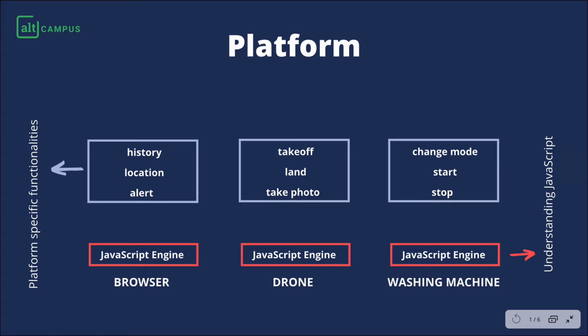Environments like browser, server, drone, washing machine, whatever you can think of, are called platforms, platforms in which JavaScript can run. So we'll try to understand what it takes to run JavaScript on any platform.